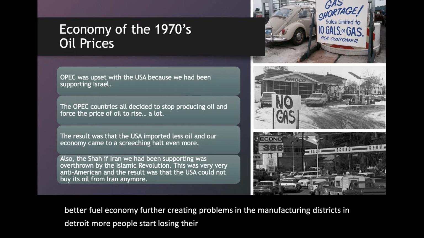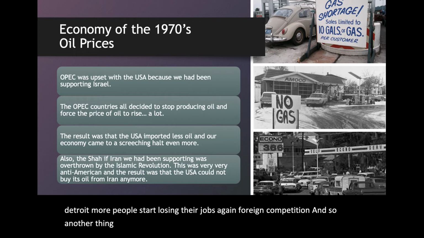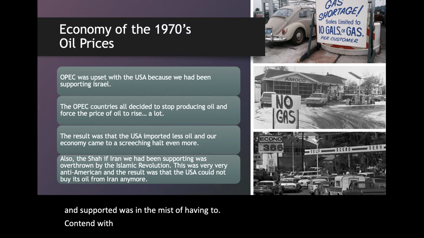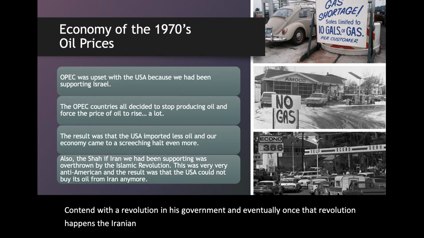Again, foreign competition. And another thing too is that Iran, who'd been run by the Shah of Iran, whom we backed and supported, was in the midst of having to contend with a revolution in his government. And eventually, once that revolution happens, the Iranian oil completely dries up, further plunging us into issues with gasoline shortages.